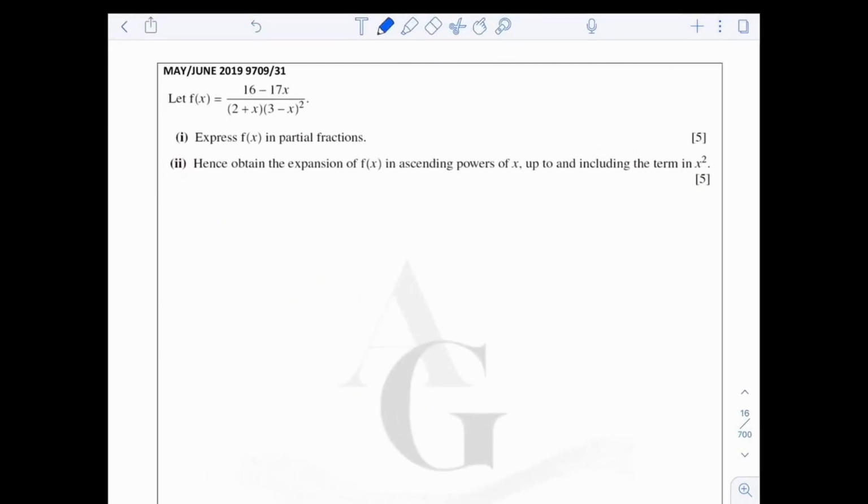Have a look at this question. Part 1. You are asked to express f(x) in partial fractions. So you just need to check the denominator. The first factor is a linear factor. The second factor is a repeated linear factor. So how are we supposed to do it? The method is the same as type 1 I mentioned just now.